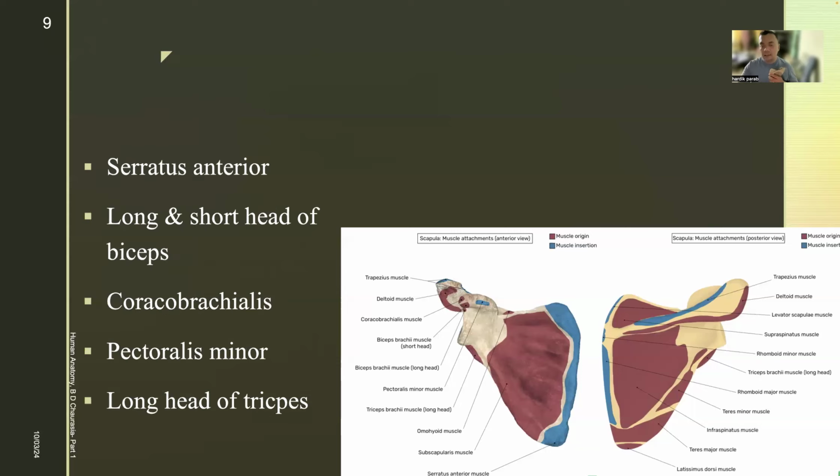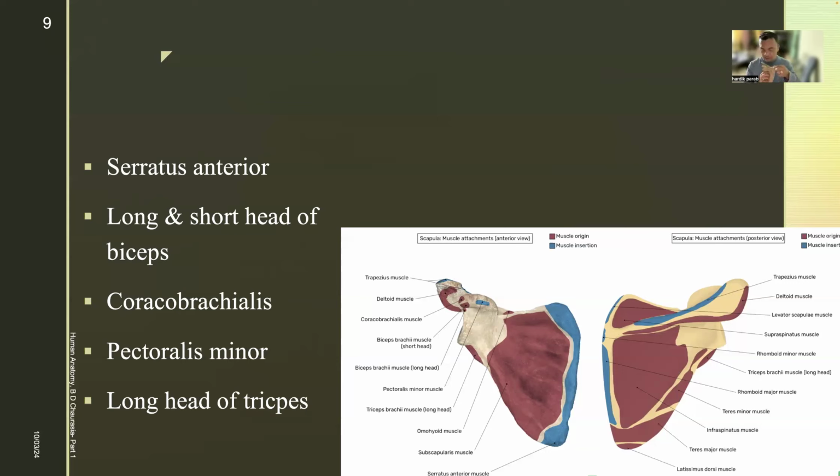The next is serratus anterior, a very important muscle for your scapular stability. If the patient has weakness of this muscle, the scapula will not be able to get fixed on the thoracic cavity. So serratus anterior is inserted in the form of 8 digitations, and it is inserted on the medial border.